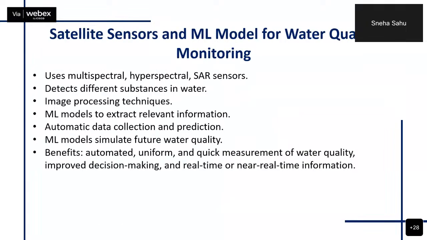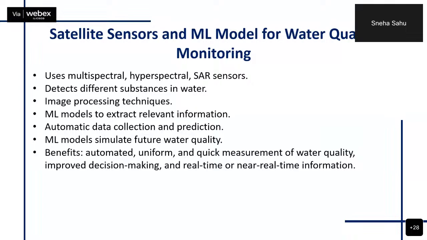Now the sensors and ML model. Satellite-based monitoring systems use multispectral, hyperspectral, and synthetic aperture radar sensors. These sensors detect different substances in water, including pollutants, suspended sediment, and changes in surface roughness.